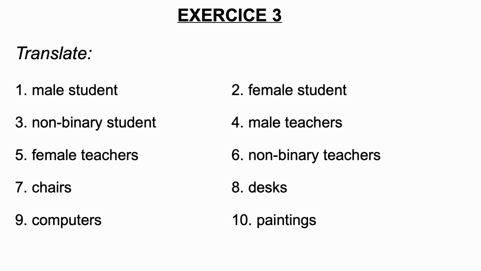You can pause the video and do the exercise. 1. Male student will be étudiant. Repeat: étudiant. Female student will be étudiante, with an extra E at the end. Repeat: étudiante. A non-binary student will be étudiant·e, with a midpoint and an E. Repeat: étudiant·e.